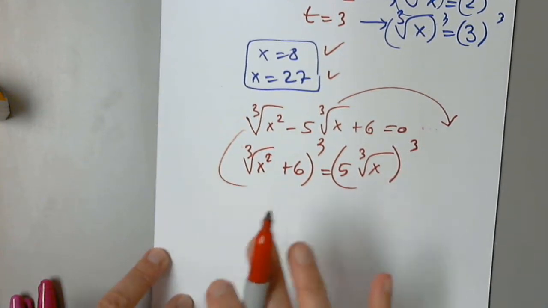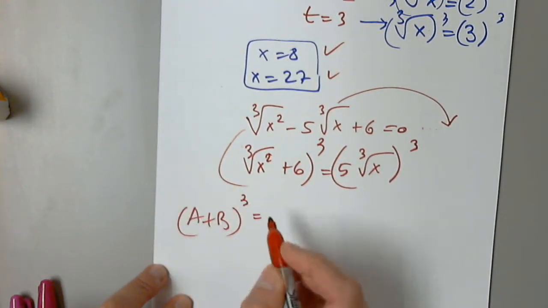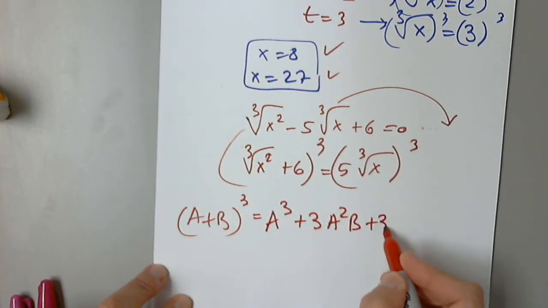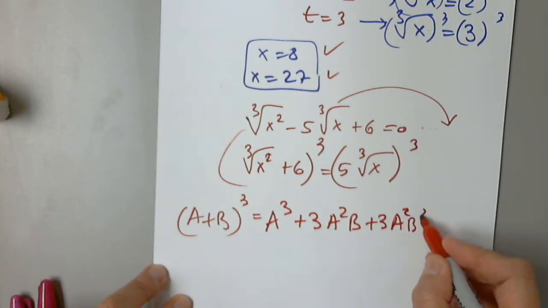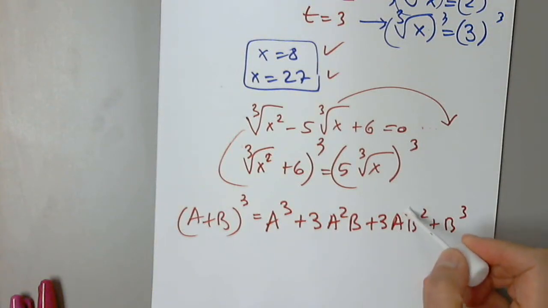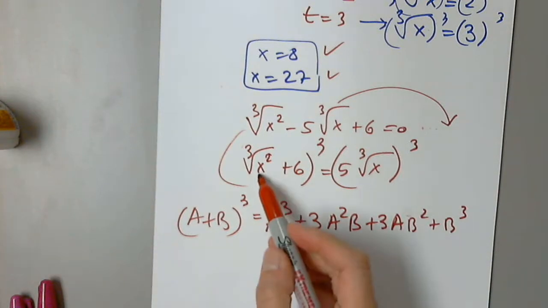Correct? Okay, let me just tell you what (a plus b) cubed is. A to the third plus 3a squared b plus 3ab squared plus b cubed. So when you cube a binomial, this is what you get. So the first term is this.